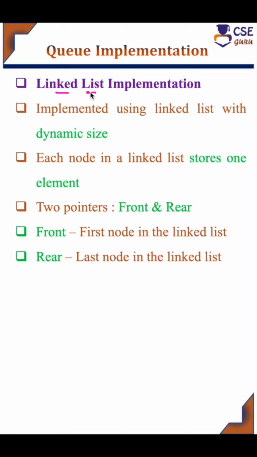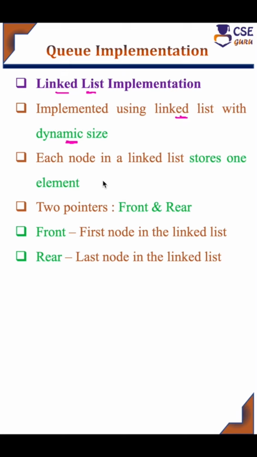Linked list implementation of a queue. A queue can be implemented using a linked list with dynamic size. So what is the drawback of array implementation, in the sense of a fixed size array? Once you have fixed the size of the array throughout the program, only that size can be utilized. Okay, that is the drawback. That drawback we can overcome in linked list implementation.